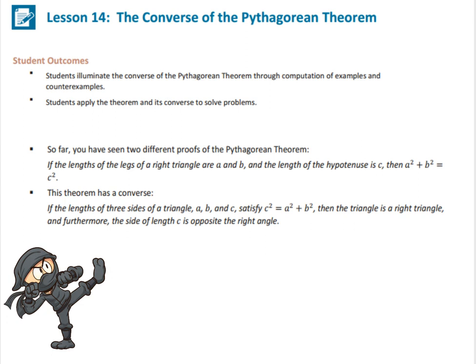So it's kind of like the flip-flop of if the sides are of a right triangle and they satisfy that Pythagorean theorem that we know, then we can say that it's a right triangle. So it's kind of just backwards.